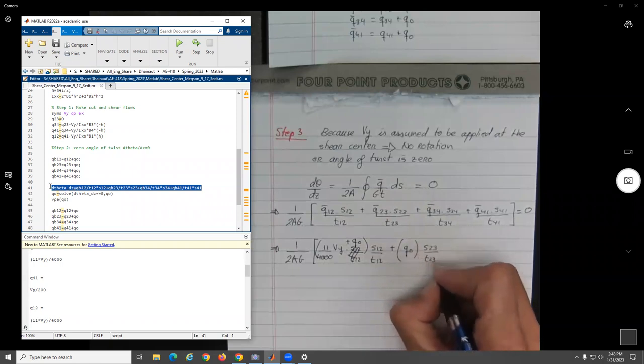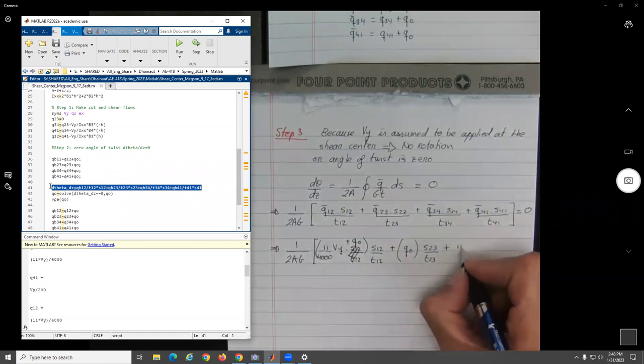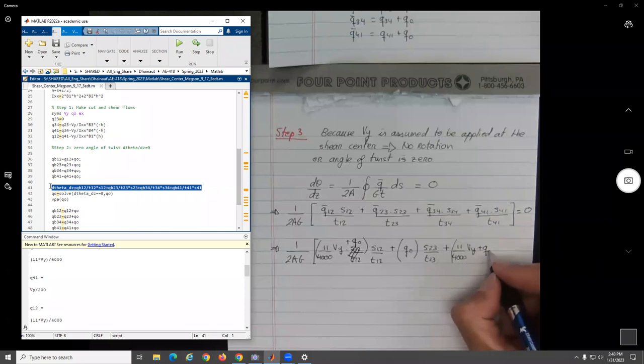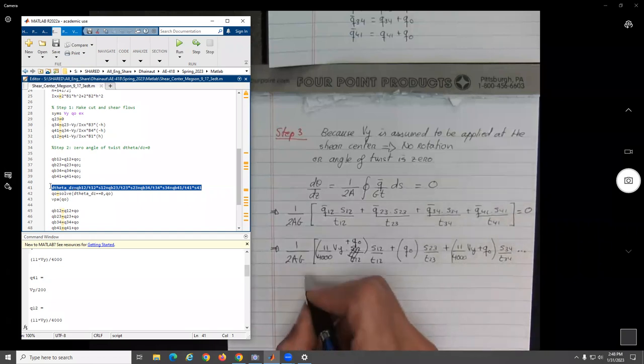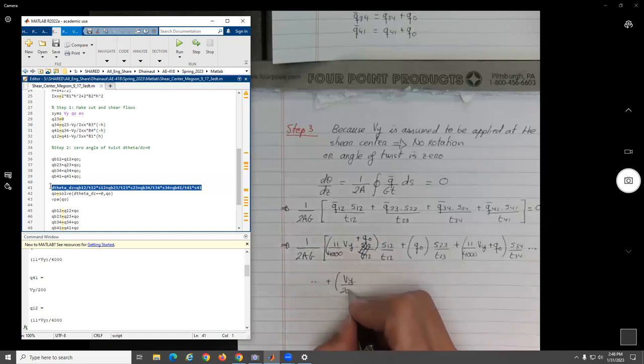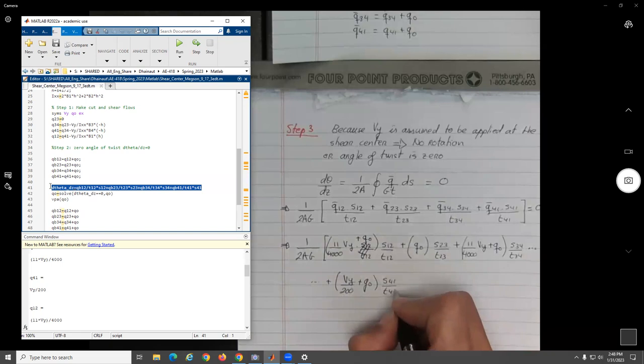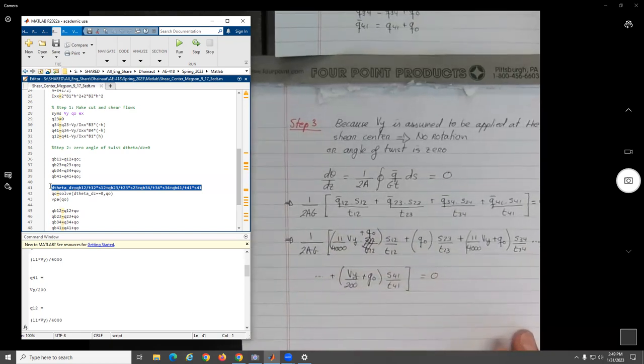So I do this one big, and this should be the lower one. S23 over T23 plus Q34 should be equal to what? 11 over 4,000 dy. Plus Q sub naught times S34 over T34 plus Q41. Oh, Q41, okay, now I get it. Q41 will be Vy over 200 plus Q sub naught times S41 divided by T41. And this will be equal to zero.